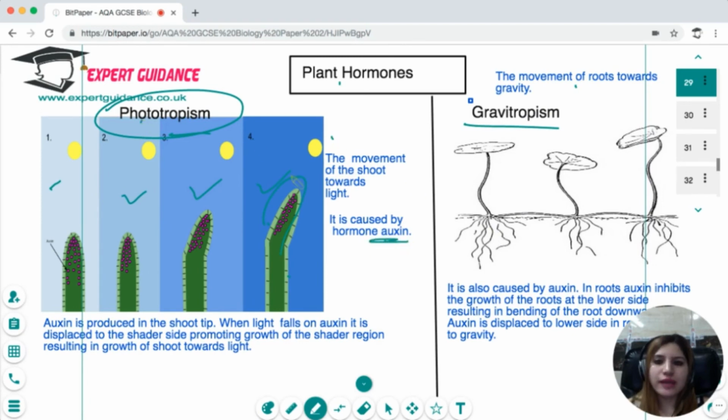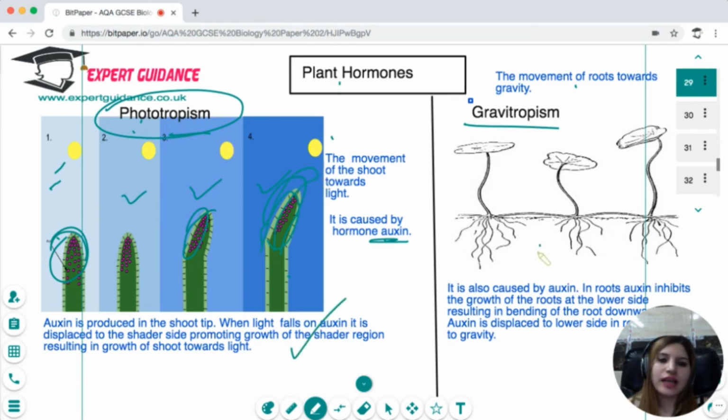It is caused by auxin. Auxin is produced in the root tip and the shoot tip. So when the light falls on the plant, you can see auxin has shifted towards the shaded side. And when the auxin shifts towards the shaded side, auxin causes the growth, or the cell elongation, on the shaded side. As a result, cells divide and elongate on the shaded side, causing the shoot to bend towards light.